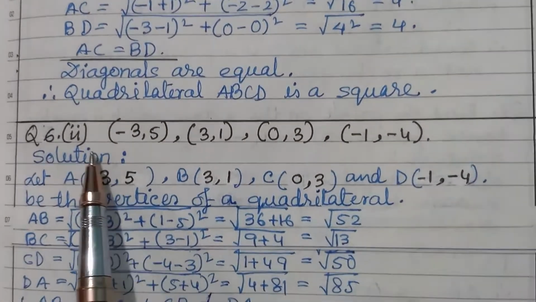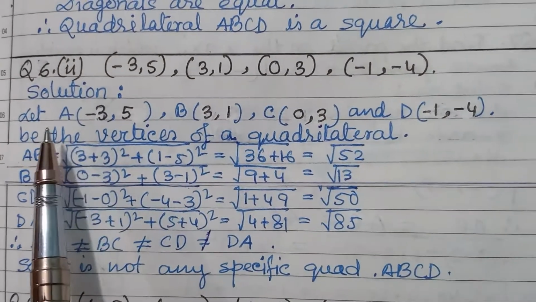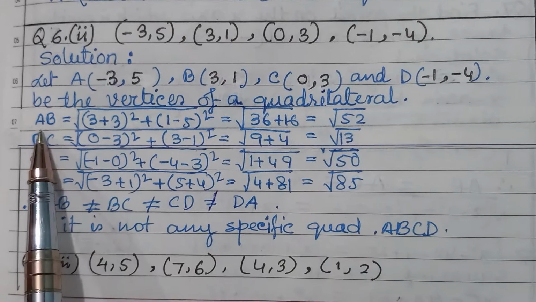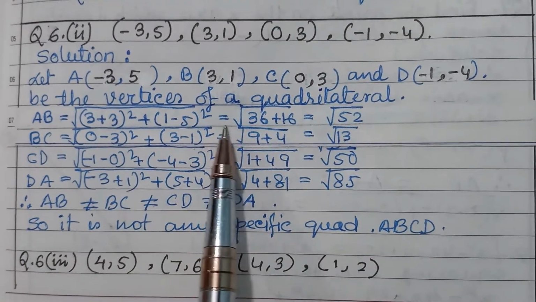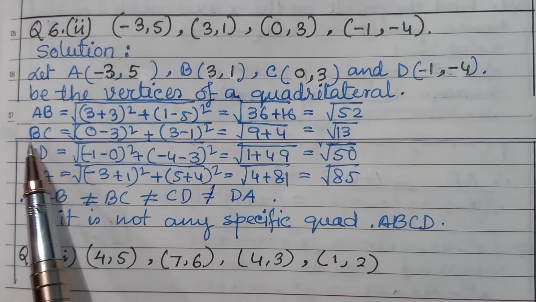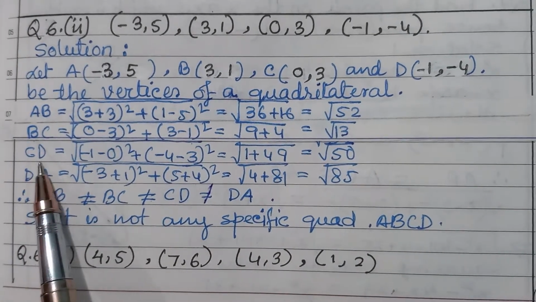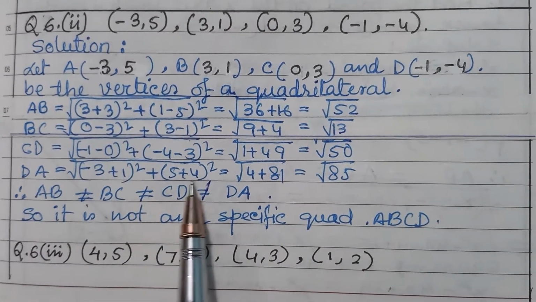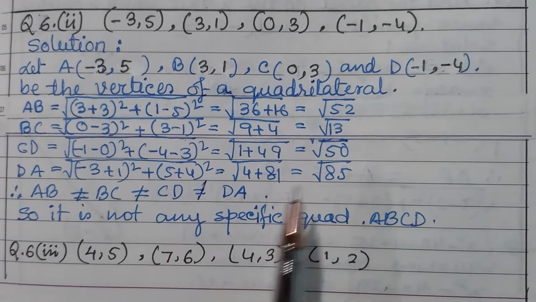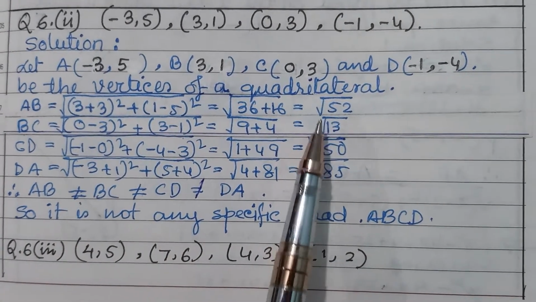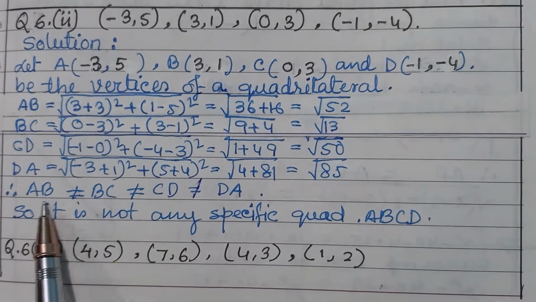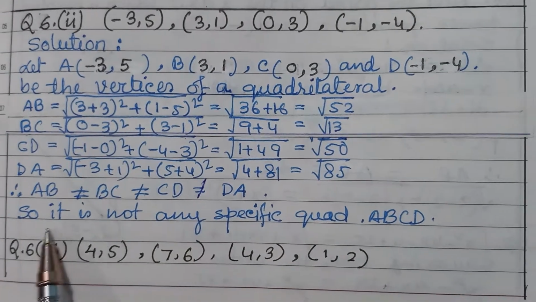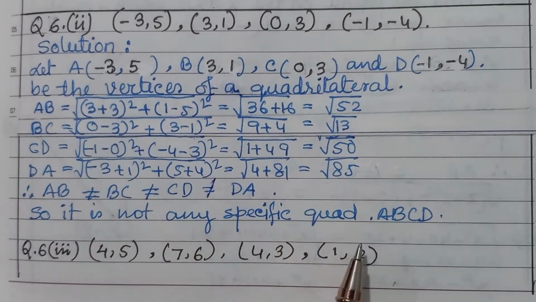The next question: these 4 points A, B, C, D are the vertices of the quadrilateral. Now check. AB is equal to root 52, BC is root 13, CD is coming root 50, DA is root 85. Now AB is not equal to BC, you can check it. These all are different. AB is not equal to BC, not equal to CD, not equal to DA. Therefore it is not a specific quadrilateral.